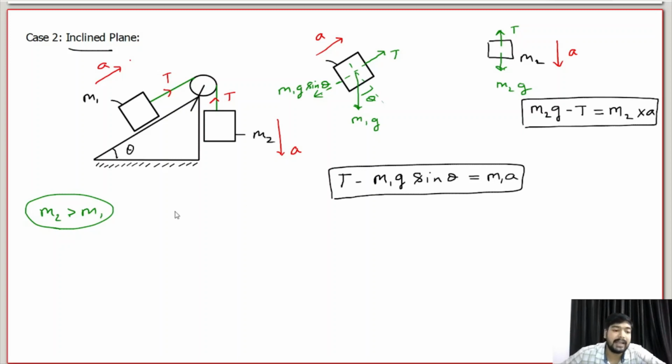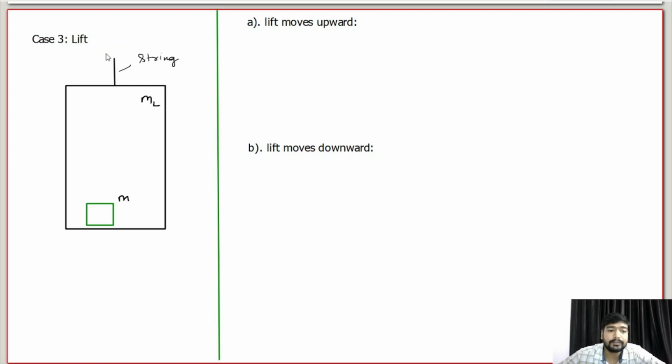Next, let's take the next case of lift. This is a very popular case of lift. Suppose this is a lift. In this lift, suppose one block is there which has a small mass m, and this lift has mass ml, and this lift is attached with a string which has tension T in it. Clear? First draw the free body diagram of these two.